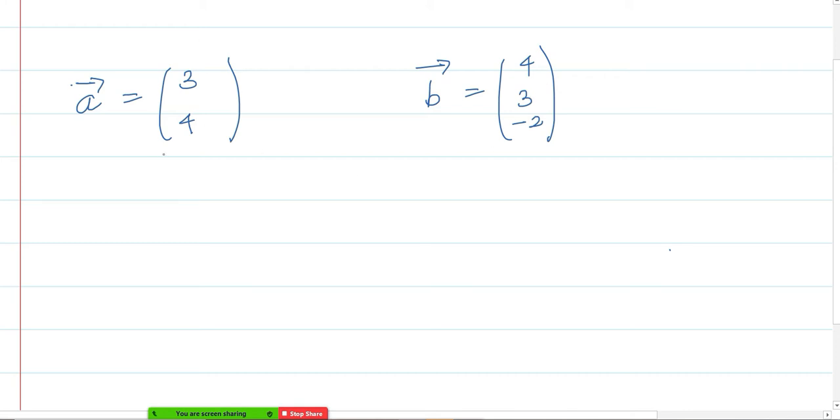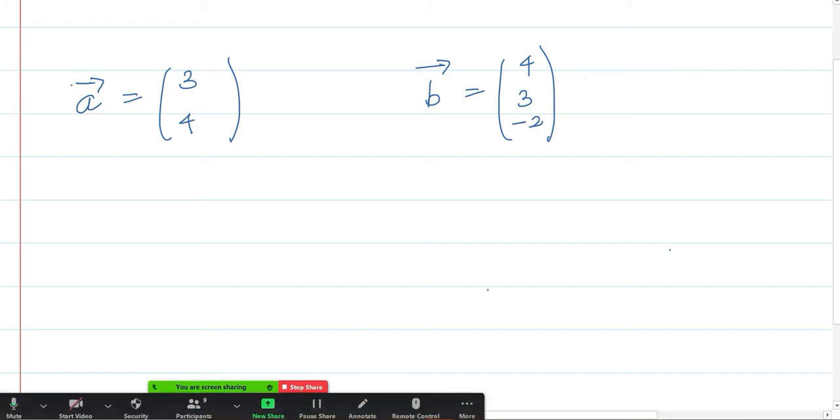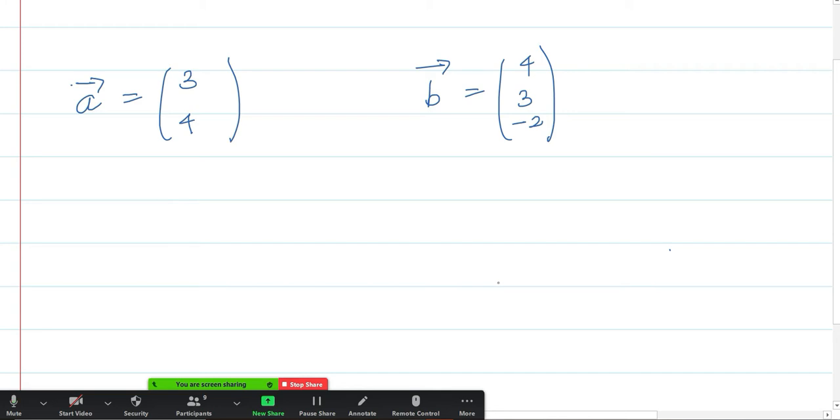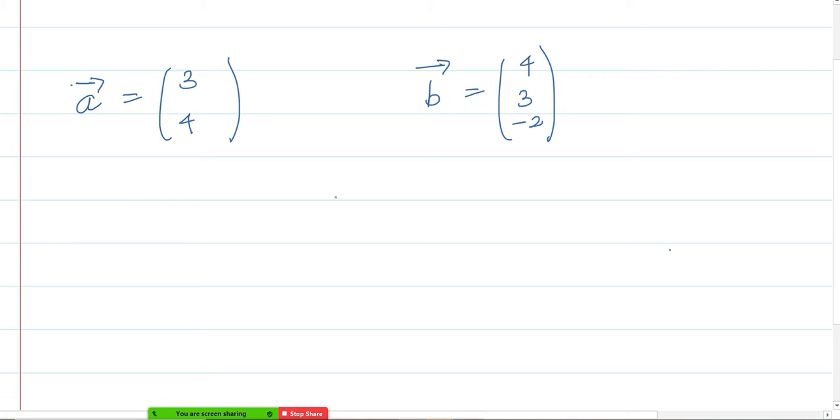This is writing a vector in a column vector form. The same vector can be represented in a Cartesian form. What is that? In two dimensions, you consider the x-axis and y-axis. To represent the x-axis direction, we use the direction component i, and j is the direction component which denotes the direction along the y-axis.